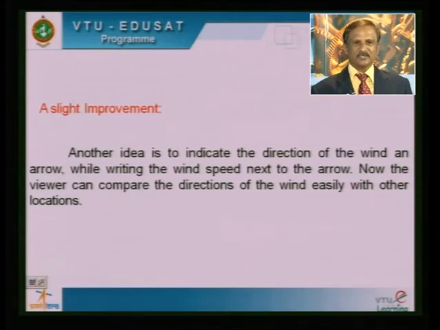So I have an idea: indicate the direction of the wind as an arrow, while writing the wind speed next to the arrow. Now the viewer can easily compare the directions of the wind with the other locations. Okay, we have made some improvement in the problem.